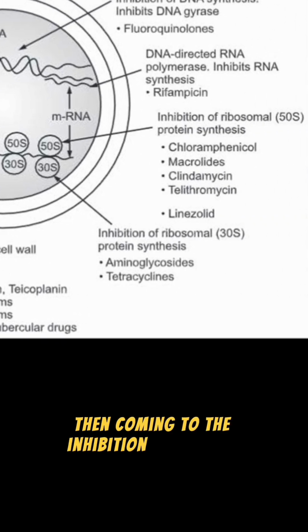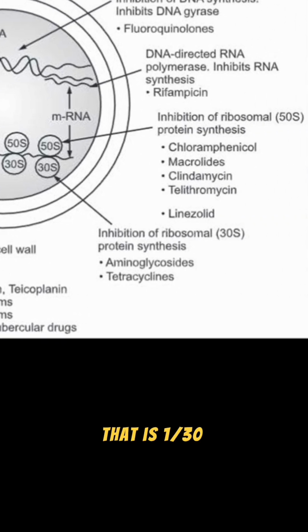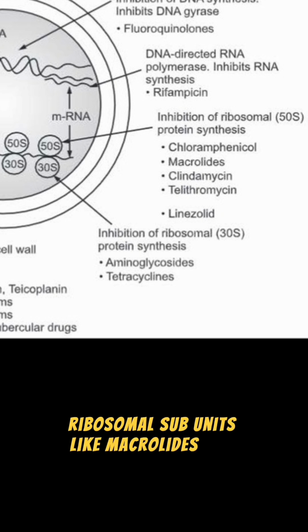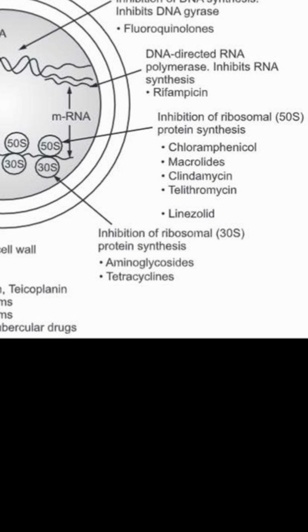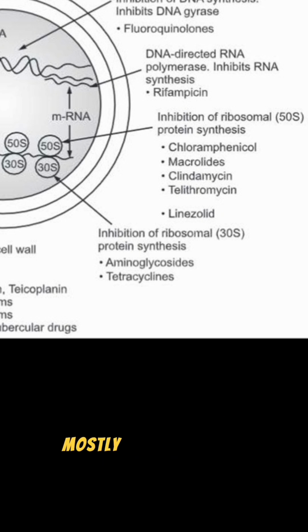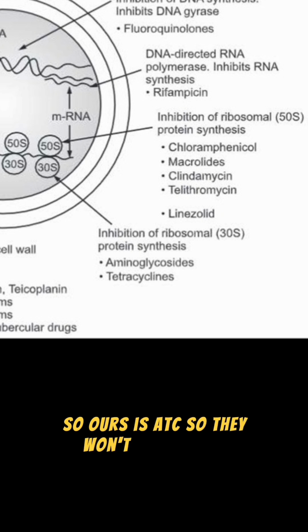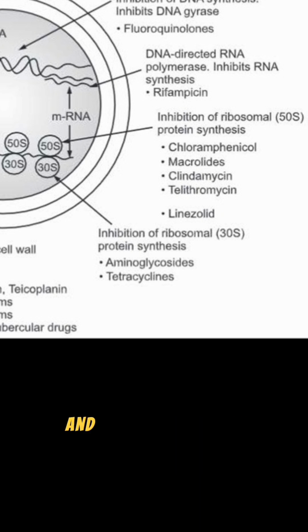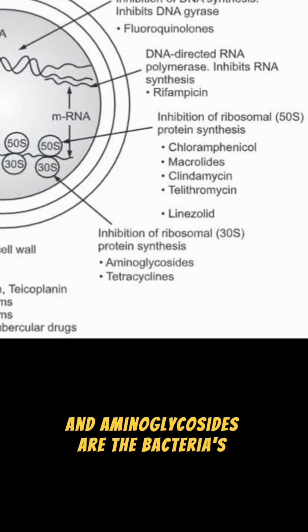Then coming to the inhibition of protein synthesis: 30S ribosomal subunit inhibitors, aminoglycosides like gentamicin, tetracyclines, doxycycline; 50S ribosomal subunit inhibitors like macrolides such as erythromycin, chloramphenicol, clindamycin. They act on the 70S bacterial ribosome, mostly bacteriostatic. Ours is 80S, so they won't attack our human cells. And aminoglycosides are bactericidal.